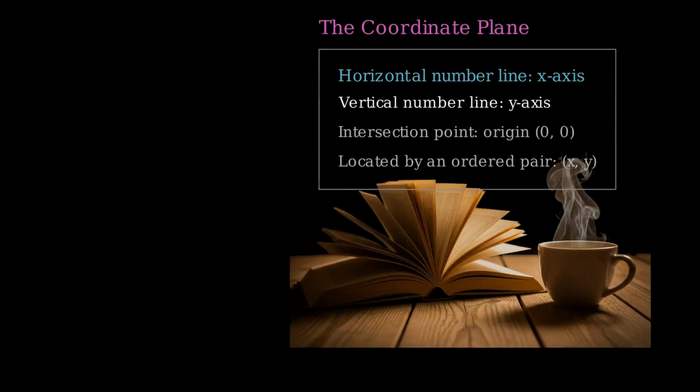A plane is a flat surface that extends indefinitely in all directions. To locate points on a plane, we draw 2 perpendicular number lines. The horizontal number line is the x-axis, and the vertical number line is the y-axis. Their point of intersection is called the origin, and points are located using an ordered pair of coordinates.